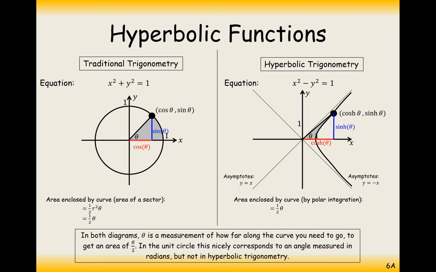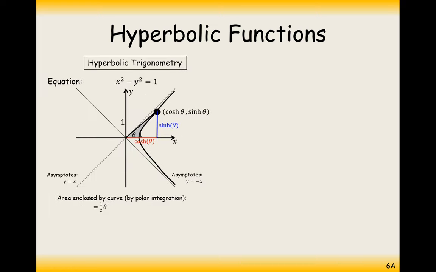So in both diagrams, theta is a measurement of how far along the curve you need to go to get an area of theta over 2. In the unit circle, this nicely corresponds to an angle measured in radians, but not in hyperbolic trigonometry. That's why we tend to use the unit measurement of radians, because it perfectly gives us this half theta area here. So in hyperbolic trigonometry, it doesn't really refer to an angle because we'd be stuck in between 0 to pi by 4. But actually, as we move this coordinate along the hyperbola, the area enclosed here could actually tend to infinity. So it's not really to do with angles. It's more to do with an area of 1/2 theta. So theta is not a measurement of an angle.